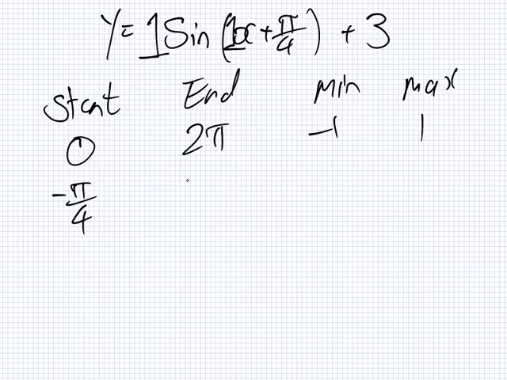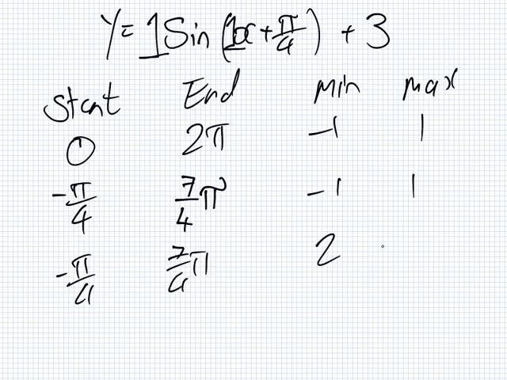7 over 4? Yes, I know it is, but I'm tired. Right, and plus, and then these are unchanged. And then finally the D, 3 units up, moves it up. So this becomes 2 and 4.